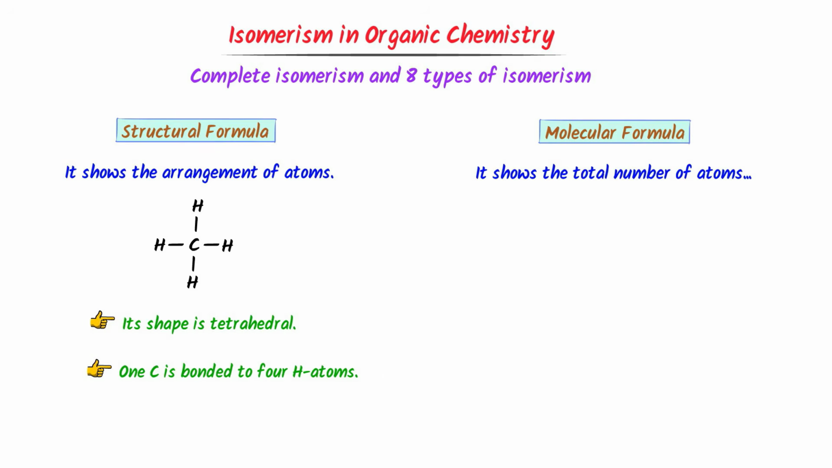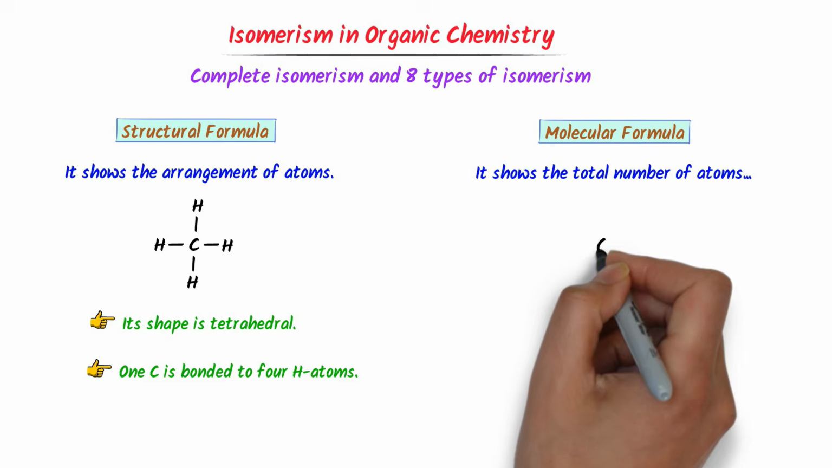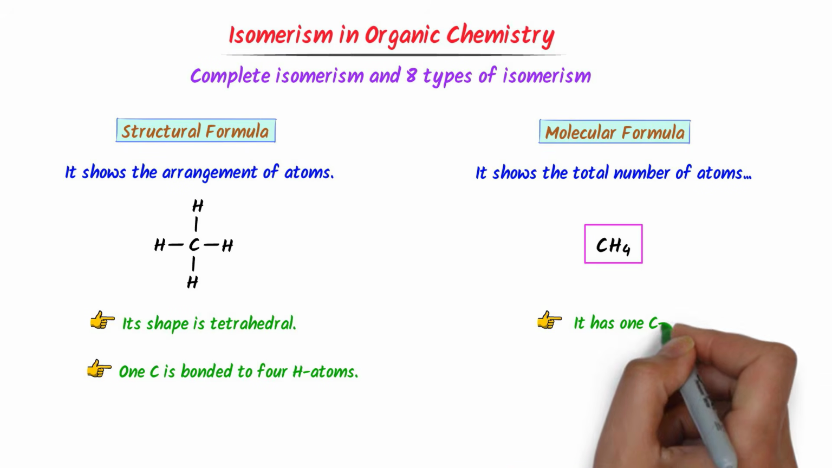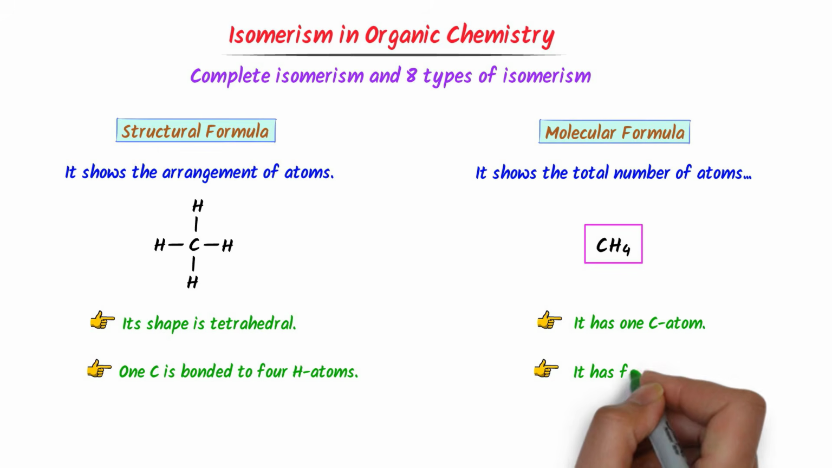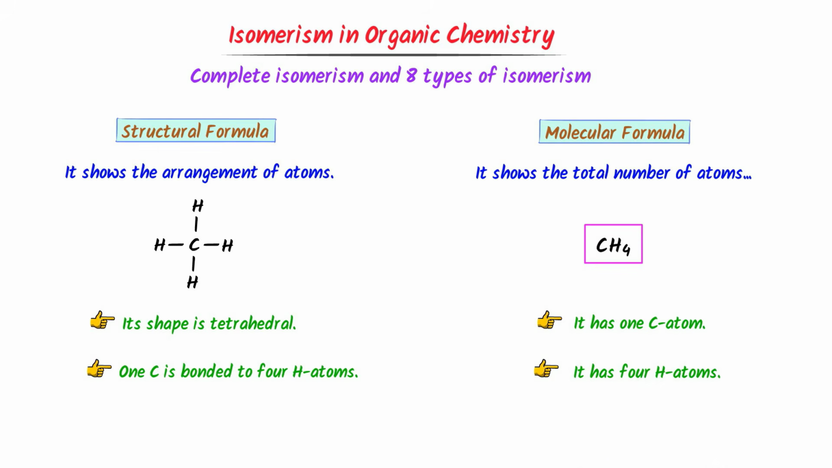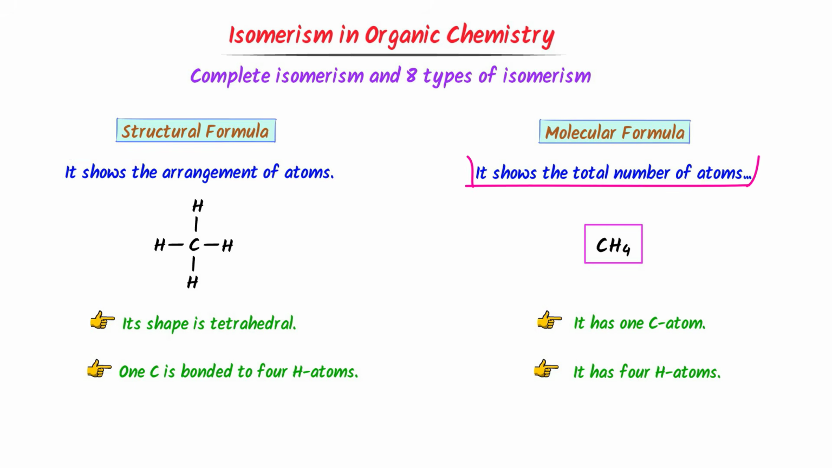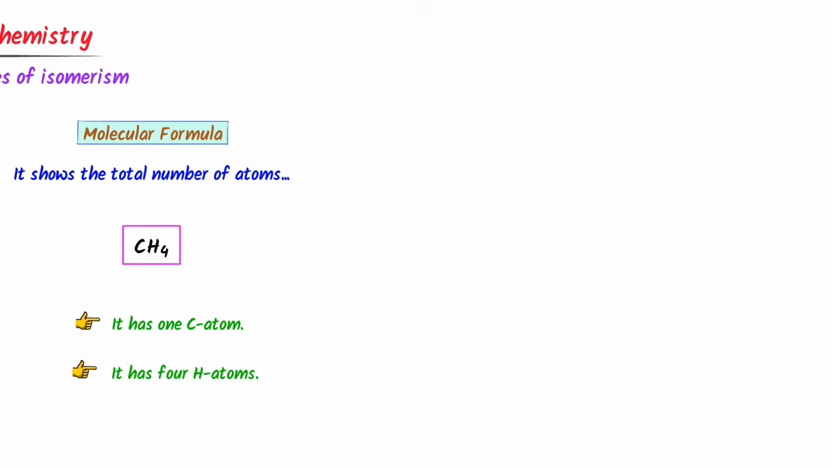For example, the molecular formula of methane is CH4. It shows that there is one atom of carbon and there are 4 atoms of hydrogen present in a single molecule of methane. Thus we learn that structure formula shows the arrangement of atoms in any compound, while molecular formula shows the total number of atoms present in a compound. Hence note down these fundamental concepts.